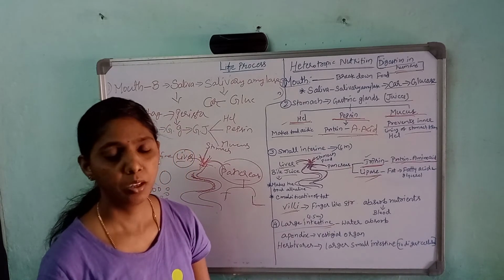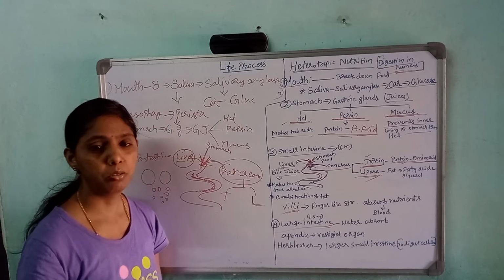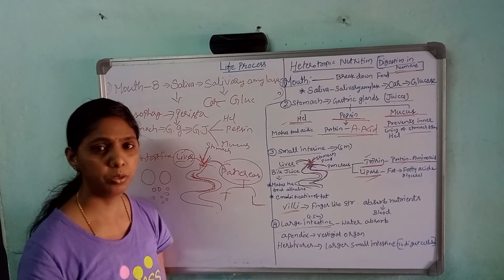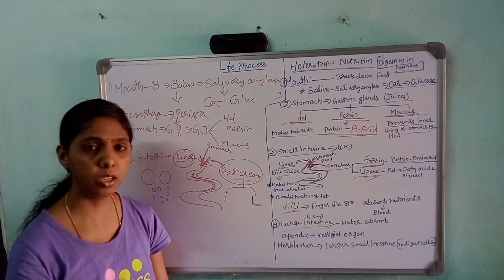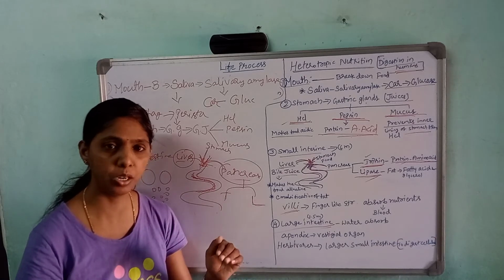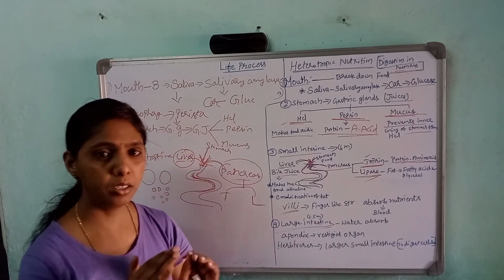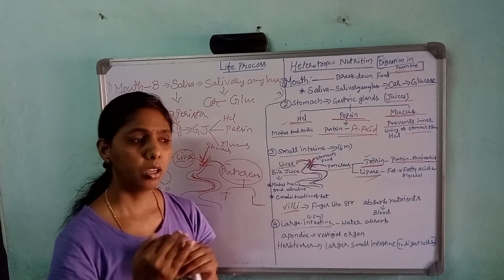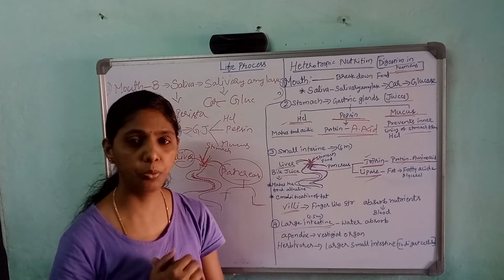In today's class we have learned about nutrition. Intake of food is called nutrition. The modes of nutrition are autotrophic nutrition and heterotrophic nutrition. In autotrophic nutrition, plants come. In plants, they have taken the section of the leaf and explained the stomata, and they have also given some activities. You can read that activity.